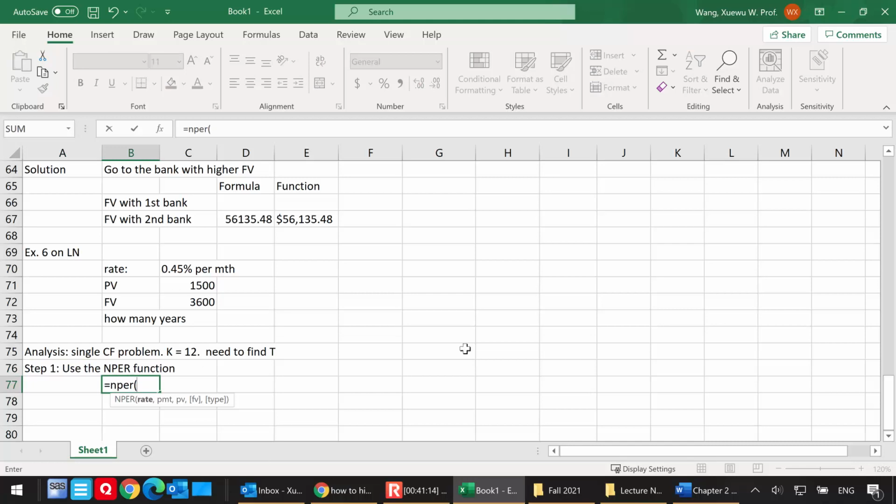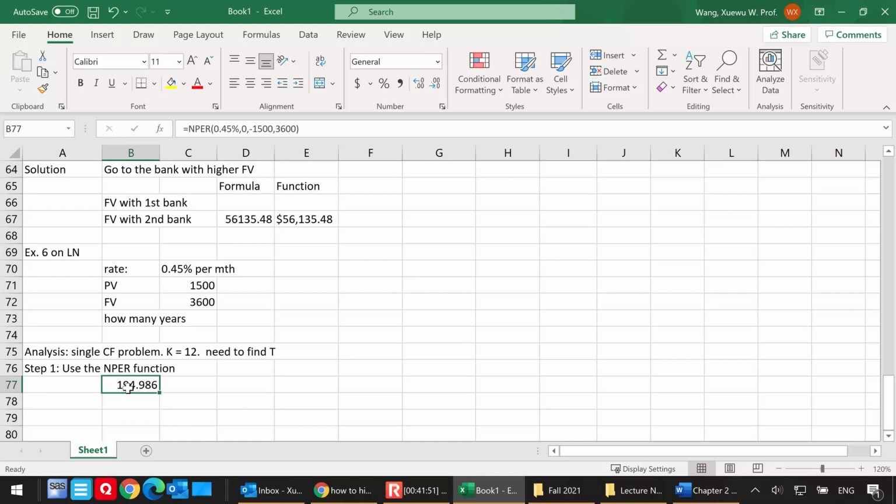The rate is 0.45%. Okay, that's a monthly interest rate already. So no need to divide this by 12. And the payment here is 0. It's a single cash flow. The present value is negative. Okay, you're actually depositing. That's 1,500. And the future value is 3,600. So that's when you're going to withdraw your deposit. So that's a cash inflow by the time you withdraw. So that will get you 194.99. So if you think of this as years, that obviously is way too long.